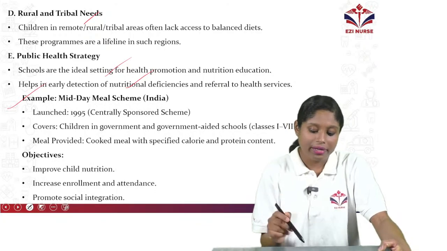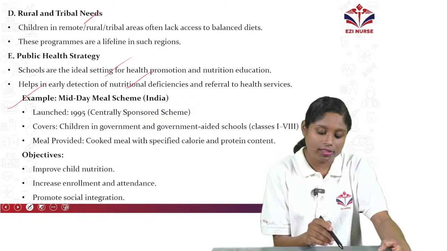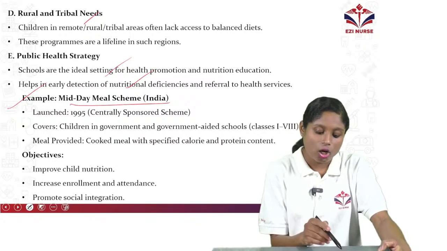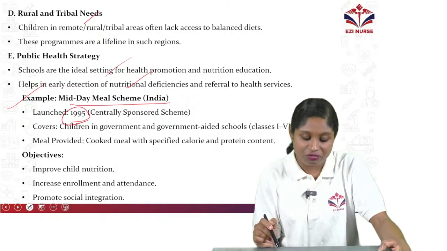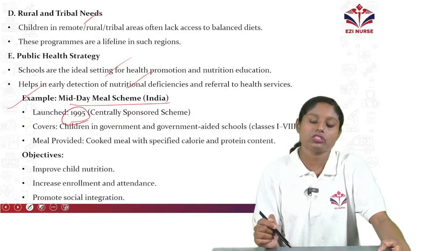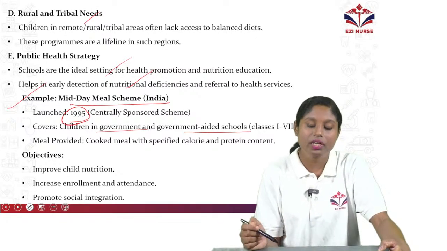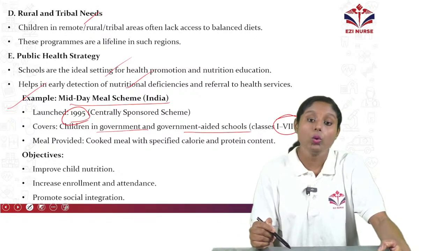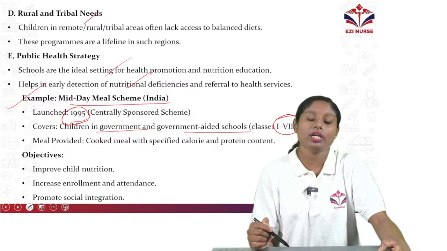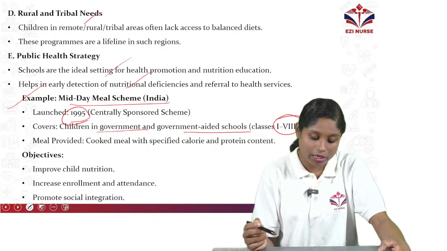So, example: midday meal scheme in India, launched in the year 1995, a centrally sponsored scheme. So it is a central government sponsored scheme. It covers children in government and government aided schools from class 1 to 8. So from class 1 to 8, in government schools and government aided schools, they give the lunch through this midday meal program.